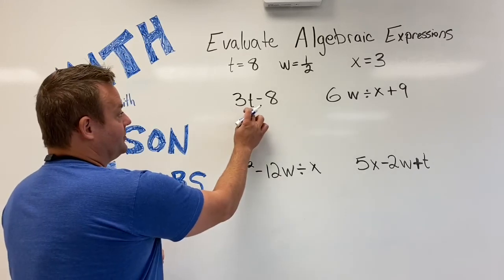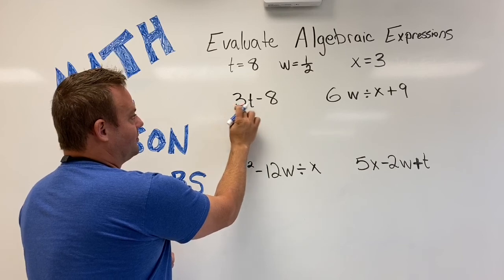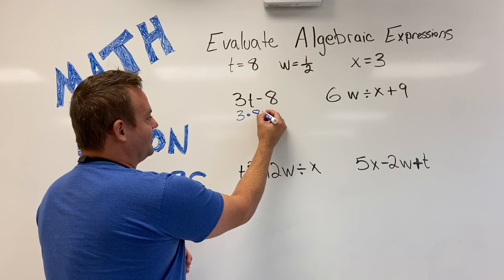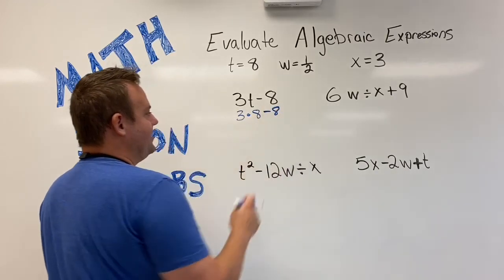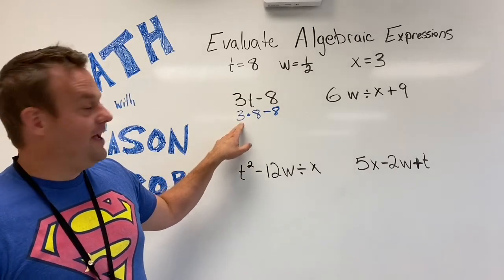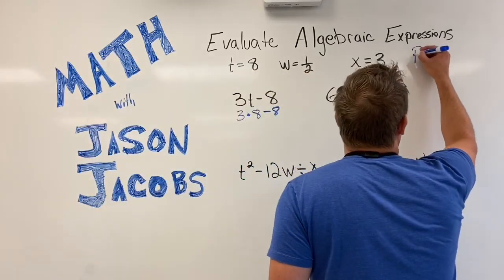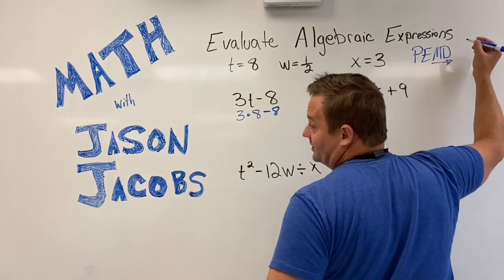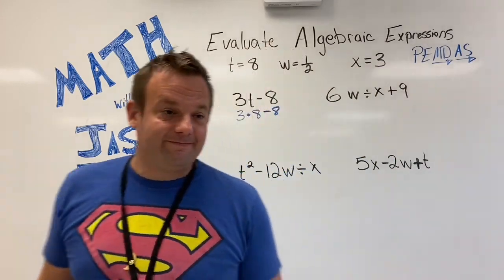Let's do that now. So t equals 8. This means 3 times t. I'm not going to do 3 times 8 right away. I'm just going to keep it simple and just rewrite it numerically. 3 times 8 minus 8. So the first step, I wrote the algebraic expression numerically. The next step is to follow the order of operations, which is parentheses first, then exponents, then multiplication and division from left to right, whichever one comes first, then addition and subtraction from left to right, whichever one comes first. Here we go.